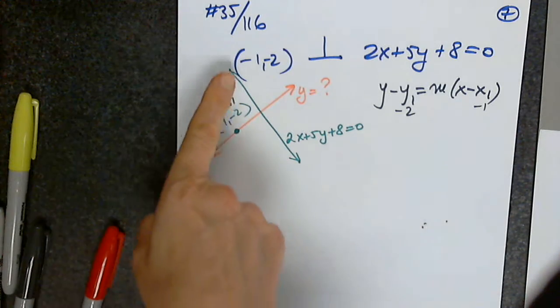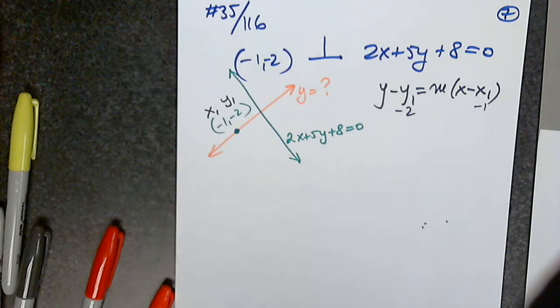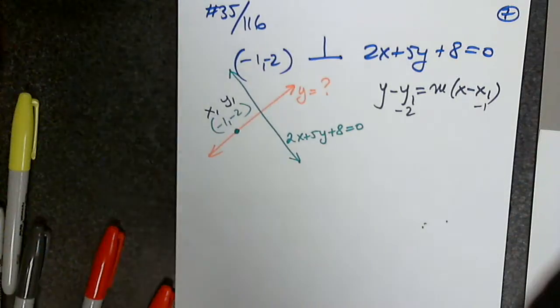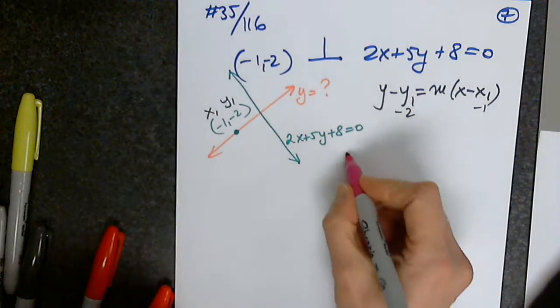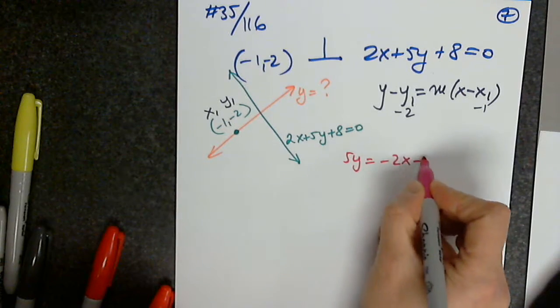Exactly. Perfect. I have to find the slope of the green line. Once I have the slope of the green line, remembering the relationship between the two slopes, then I can find the slope I need. Awesome. So how do I find the slope of the green line? Awesome, yes. So I have 5y equals -2x minus 8.